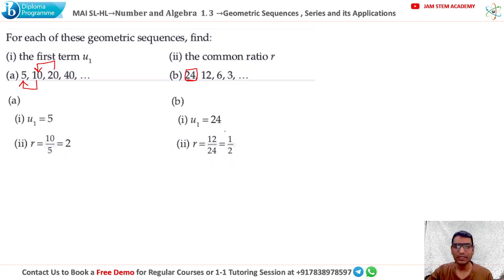Common ratio can be positive, negative, right? If common ratio is 0, it means you are multiplying each term by 0, so the entire sequence is 0 only. So we consider that common ratio is not 0, otherwise it's a constant sequence actually.